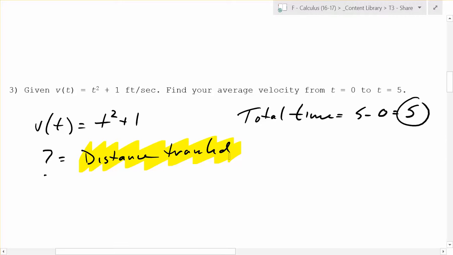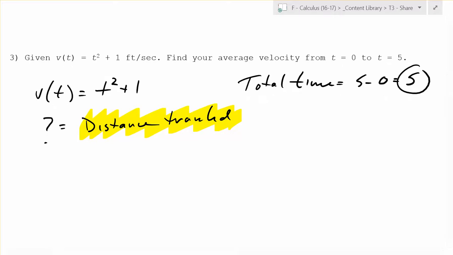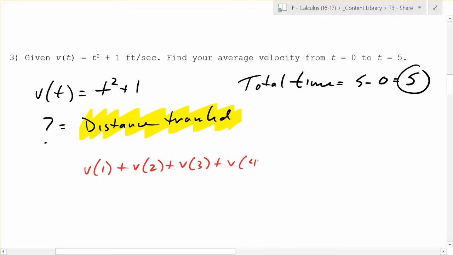Lindsay, how do we find the distance traveled? Distance equals rate times time. True, but we now have a velocity function. Would you just plug each number in from 0 to 5? You could, I actually really like that idea. That would be analogous to the first one, right? So you could do v of 1 plus v of 2 plus v of 3 plus v of 4 plus v of 5, and then divide by 5. I like that idea. Would that be an exact answer?